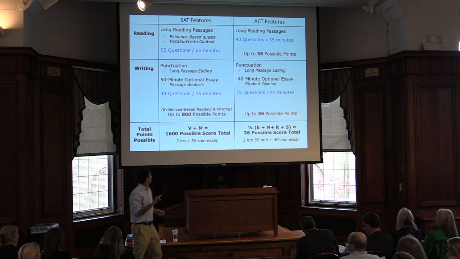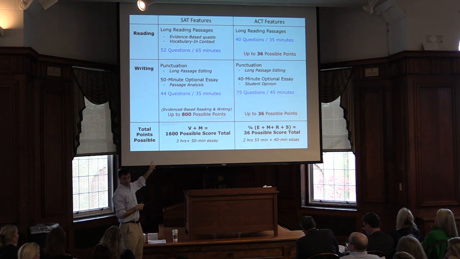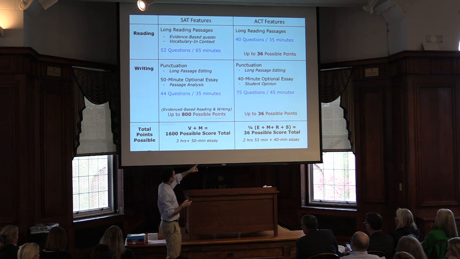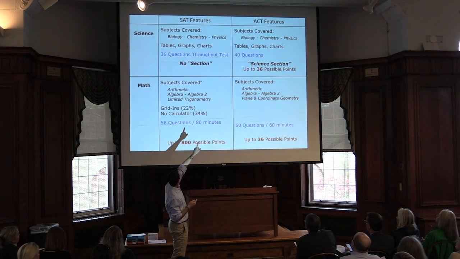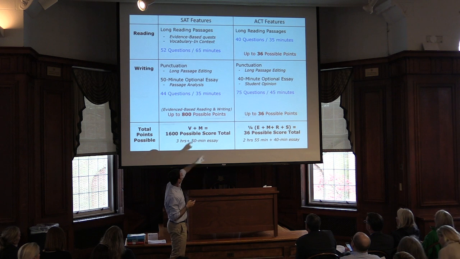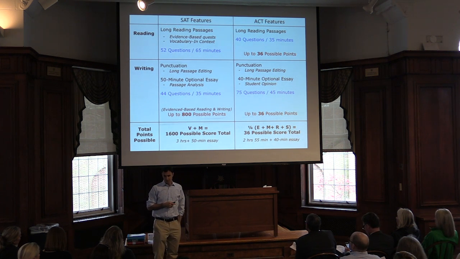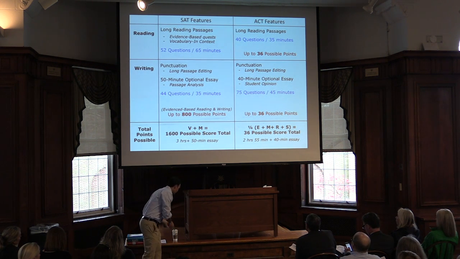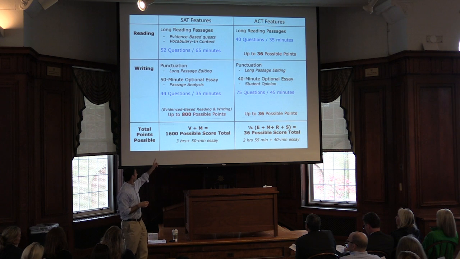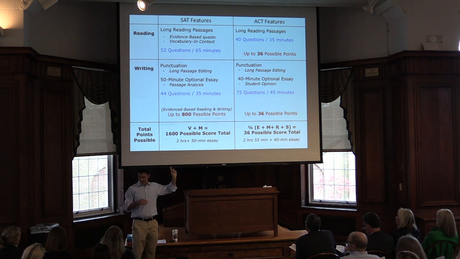Overall scores. SAT, 1600. Okay? ACT, 36, as I mentioned. It's an average of those four: science, math, reading, and English. One comment about the scoring table. Does the 1600 number feel familiar to all of us? Yeah.